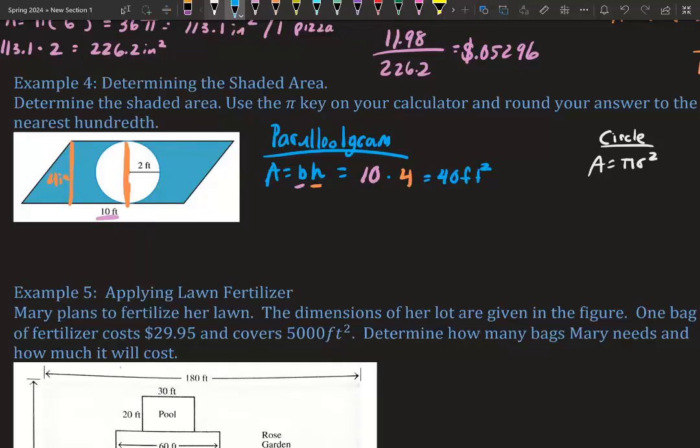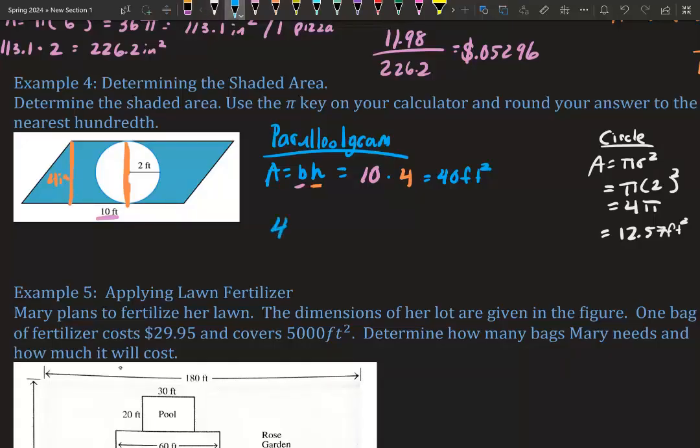Now let's find the area of our circle. So we have pi r squared. The radius of our circle is 2. So we have 4 pi. And it says to use pi on your calculator, so that means you just press in the pi key, so 4 pi, and we get 12.57 feet squared. So now we need to take the circle out of the parallelogram.